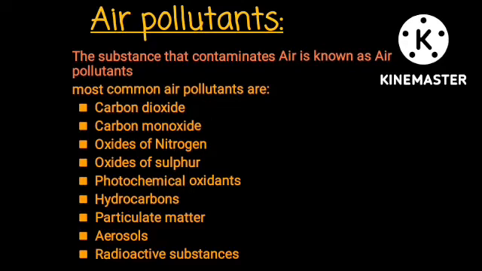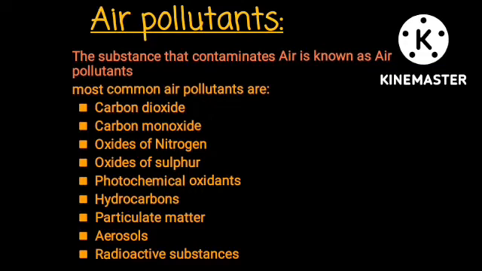The first one is carbon dioxide. Carbon dioxide is produced due to combustion, right? Combustion is nothing but burning. Burning of fossil fuels can also release carbon dioxide. Then another one is carbon monoxide. Carbon monoxide is considered the most poisonous gas, which is produced by incomplete combustion. By incomplete combustion, there is a vast release of carbon monoxide in the atmosphere.